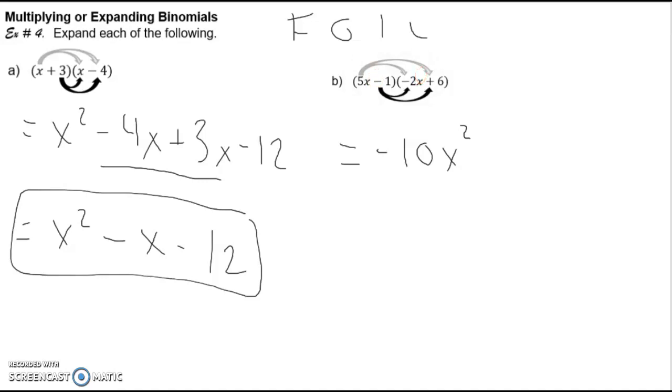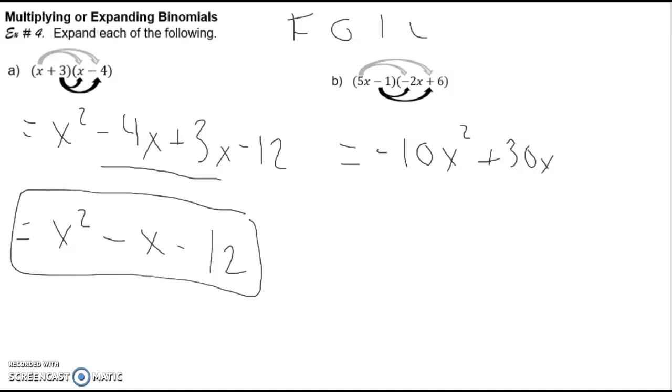Okay, next step. We have the outside term 5x times positive 6. So we multiply our numbers first. 5 times 6 gives us 30, and since they are both positive, it's a positive 30. And there's only one x with this one, just that x there. The 6 doesn't have an x, so it's just 30x.